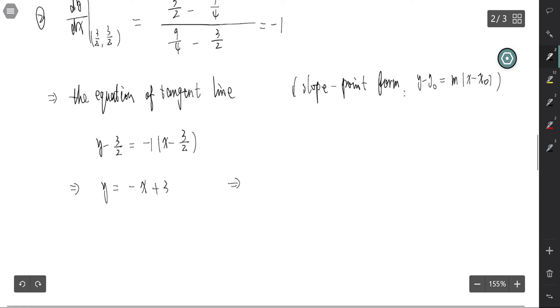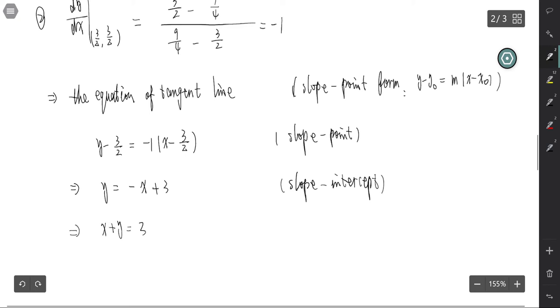or use the general form. This is the slope and the intercept, and we can change it to x plus y equals 3. This is the general form. Either one is okay.